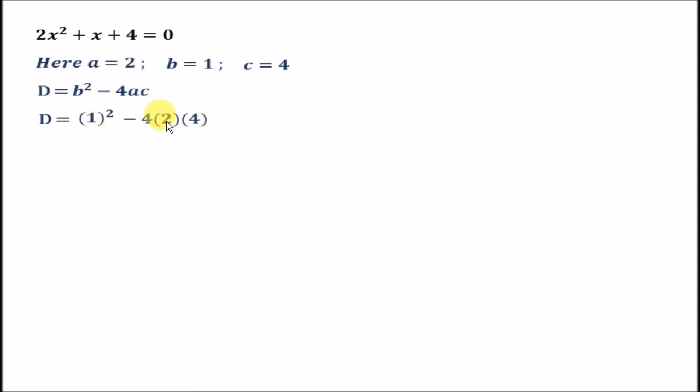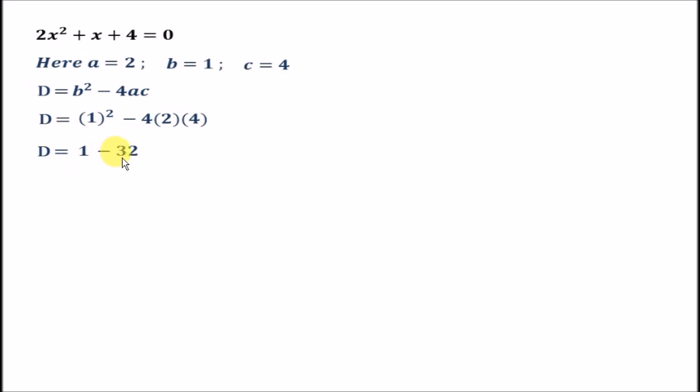Now the next question, 2x square plus x plus 4 equals to 0. Here the coefficient of x square, a, is equal to 2, the coefficient of x, b, equals to 1 and the constant term is 4. So let's find the discriminant, b square minus 4ac. D equals to, in place of b square, 1 square minus 4 into 2 into 4, putting the values of a and c. D equals to 1 ones are 1 minus 4 twos are 8, 8 fours are 32.